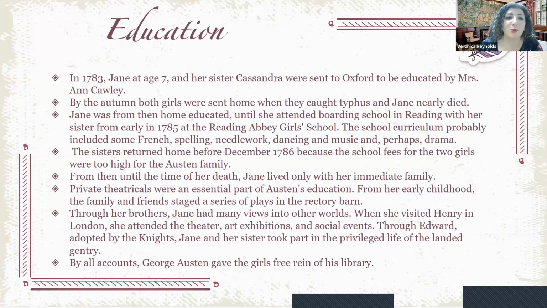Also, by all accounts, George Austen gave the girls free rein of his library, which was, as you remember, pretty vast because he's also a school teacher, so they were able to self-educate that way. So likely, despite never going really to school, Jane and Cassandra would have been very well-educated ladies for the time.